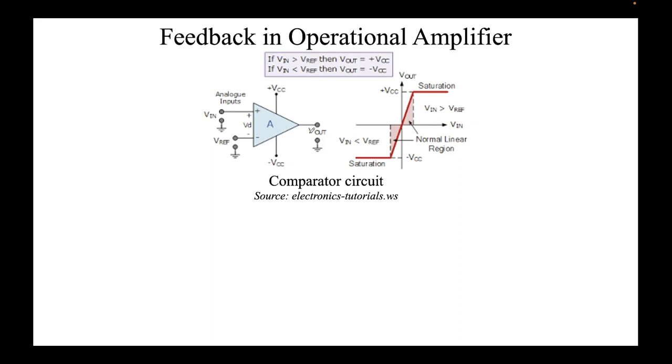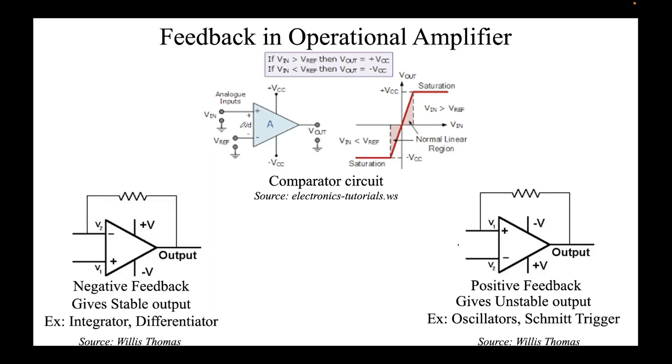Otherwise minus VSAT. So we are essentially comparing the two voltages here. Note that this will always saturate; it cannot give any intermediate values. It is always saturated at plus VSAT or minus VSAT. We usually do not want that. We want some specific value of V out. Let's say I want V out to be 1000 times V in. We cannot do it using this.